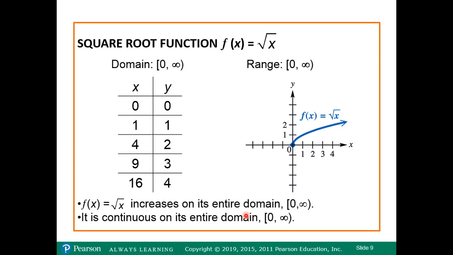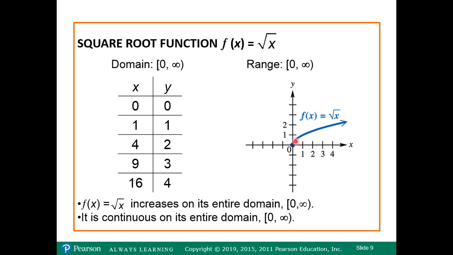The root function. So this is the square root function. Okay, so we have the square root of x. Now notice that we cannot have any negative values for x. So that means the domain is going to be all non-negative numbers, from 0, including 0, to positive infinity.